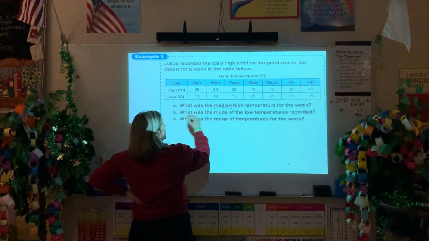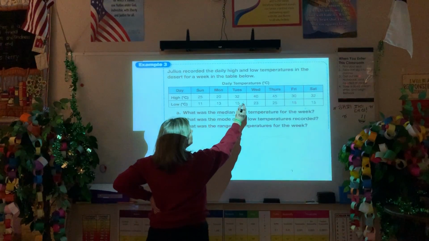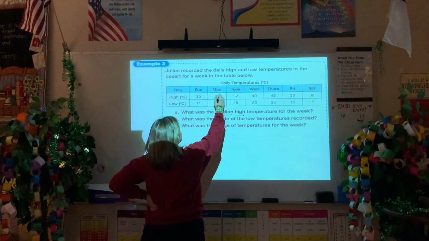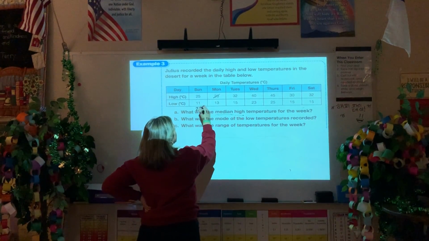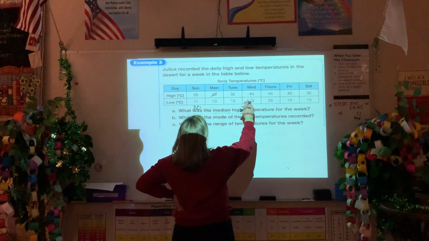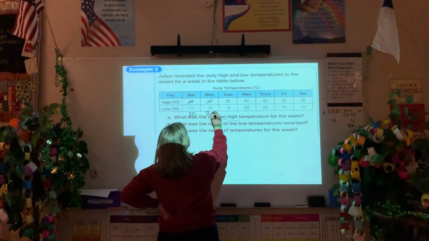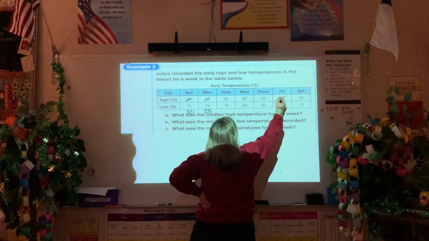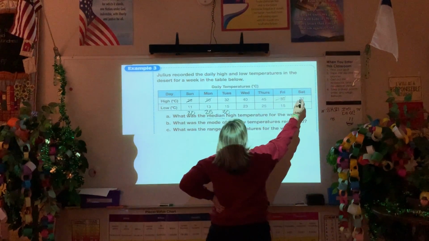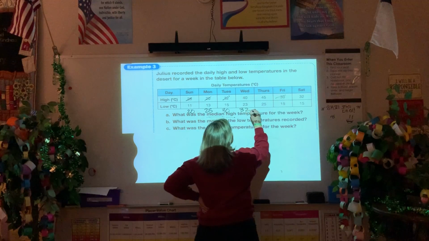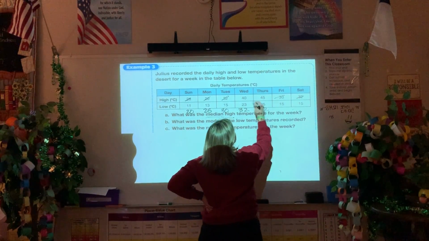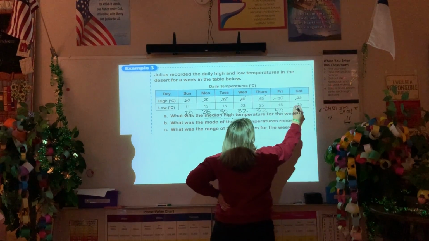So it says for the high temperature, we want to find the lowest. The lowest there is 20. So we're going to write down 20. And then the next lowest is 25. Then the next lowest is 30. The next lowest is 32, the next is 32 again, the next is 40, and the next is 45.